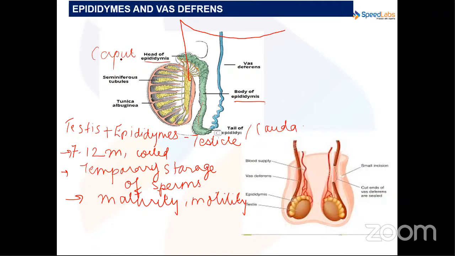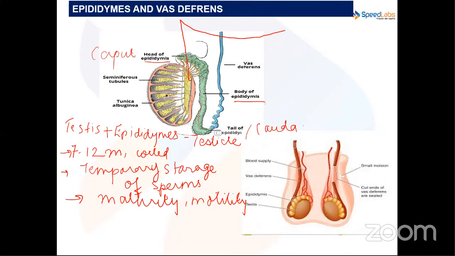So the epididymis is around 7 to 12 meters long. It's coiled, and testis plus epididymis is called the testicle. It is the site for temporary storage, maturity, and motility of sperms. The sperms are stored in the epididymis.